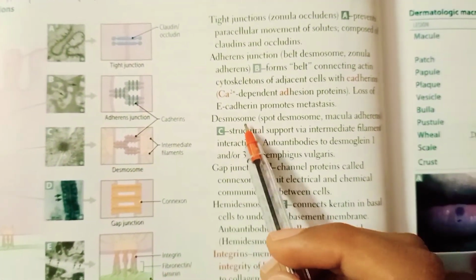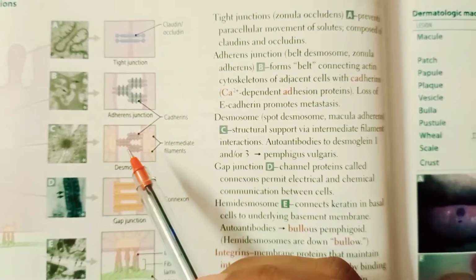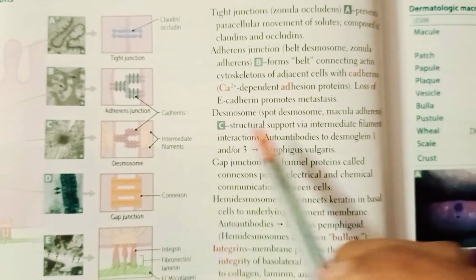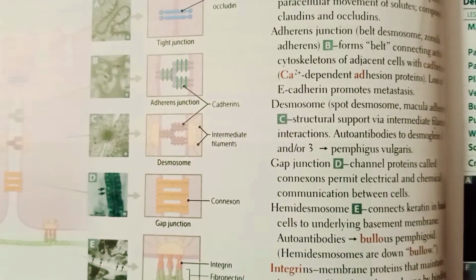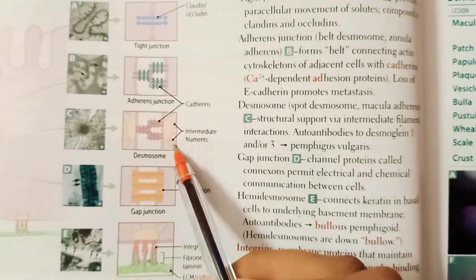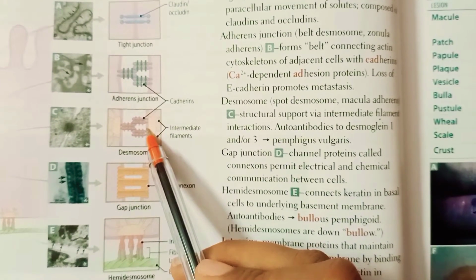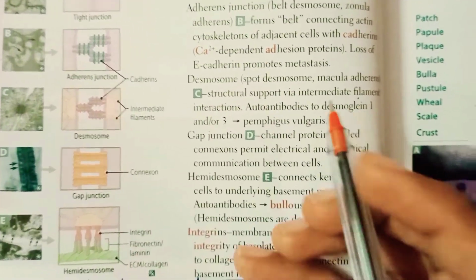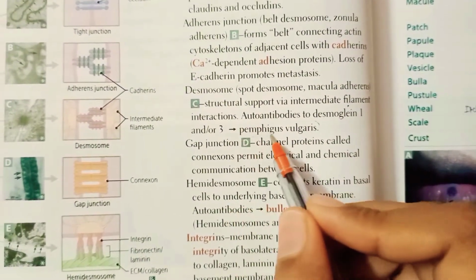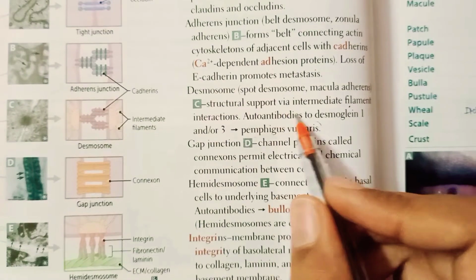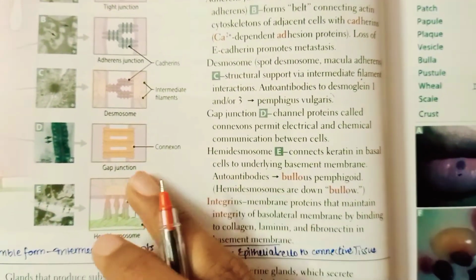Next, coming to desmosome. Desmosome is a spot desmosome or macula adherens. They structurally support by means of intermediate filament interactions. You can see in this diagram, these are the intermediate filaments. Because of those interactions, the two cells are bound to each other. There are autoantibodies to desmoglein 1 or 3, which is seen in pemphigus vulgaris. This is a skin disease. In pemphigus vulgaris, there are autoantibodies against desmoglein 1 or 3, leading to disruption of this desmosome.